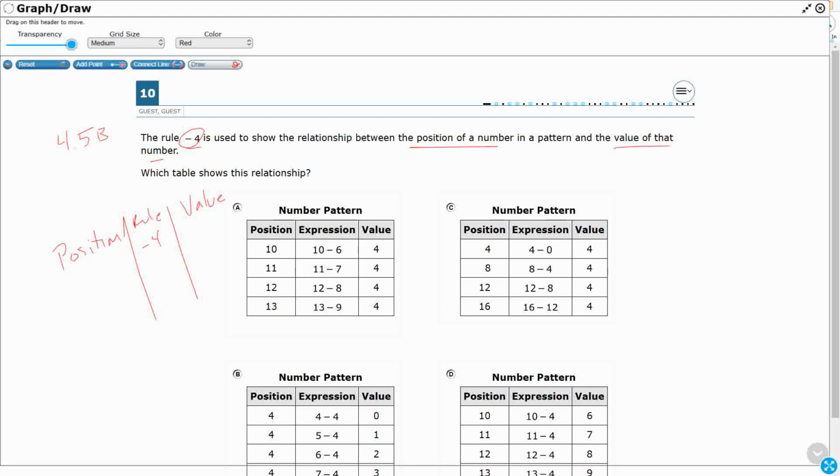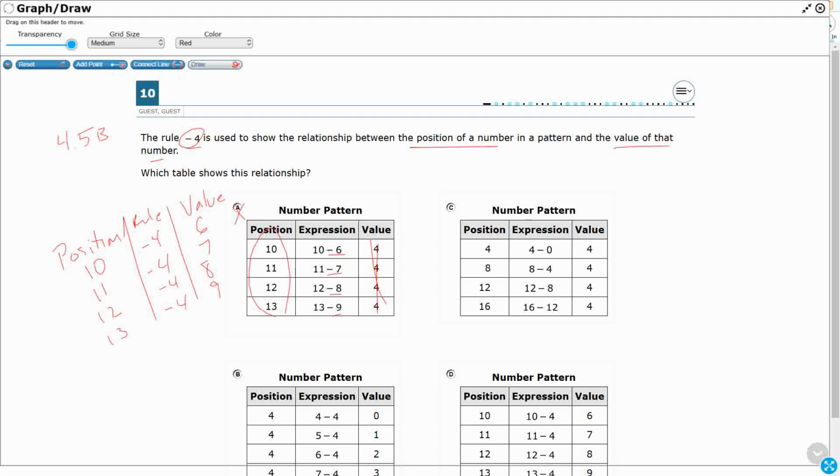So let's take a look at this first one right here. If my position was 10, it'd be 10 minus 4, which would make 6, because that's what the rule says. The relationship between the position of a number and the value of that number is minus 4. So position minus 4 makes the value. 11 minus 4 would be 7. 12 minus 4 would be 8. You notice that we're off here. They just made the value 4 of each, and they changed the rule. This is supposed to be the rule, and they keep changing the rule to make the value 4. So that's not how that works.